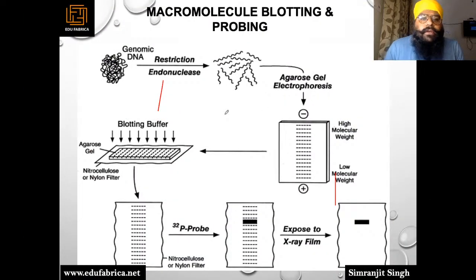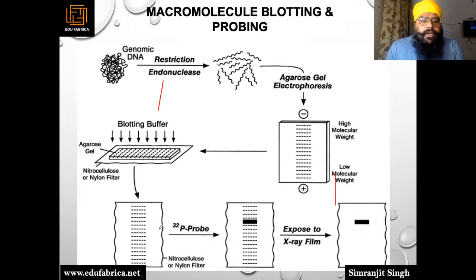So, macromolecule blotting and probing. In general, this is the very layman principle of all the blotting techniques: you have genomic DNA, then you cut it, restrict or digest it with a restriction endonuclease. After restriction with the endonuclease, you load it onto agarose gel electrophoresis. Then it will separate into high molecular weight and low molecular weight fragments under the positive or negative electrode. Then you transfer this gel over the nitrocellulose membrane, that is a nylon filter.